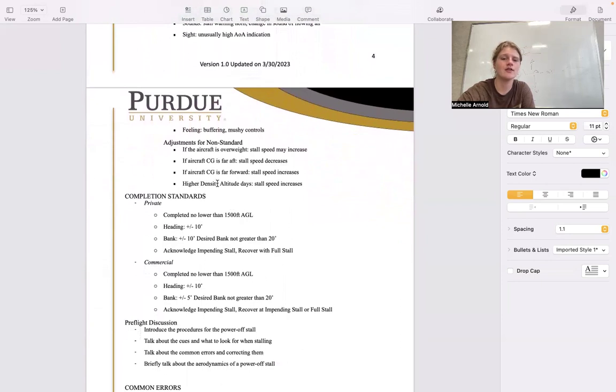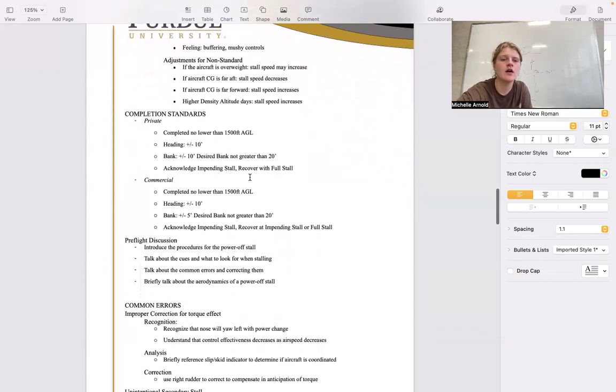All right, and then on higher density altitude days, the stall speed will also increase. So that's important to note. Okay, yes. So remember I talked about heading on the private standards, you get plus or minus 10 degrees on your heading. And then bank, you get plus or minus 10 degrees as well. And then you must acknowledge the stall and recover from the stall.